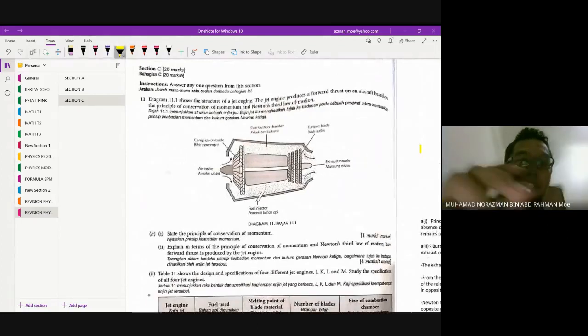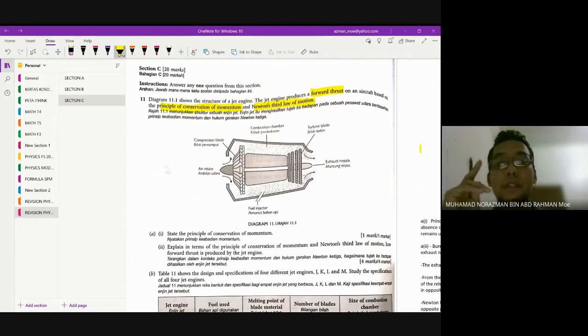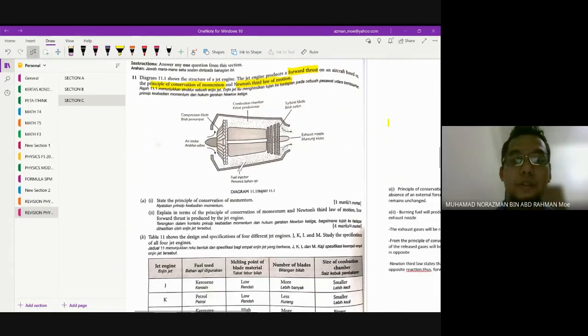Okay, first read the question. Diagram 11.1 shows the structure of a jet engine. The engine produces forward thrust based on the principle of conservation of momentum and Newton's third law of motion. Okay, so this is chapter 2. Force, momentum.